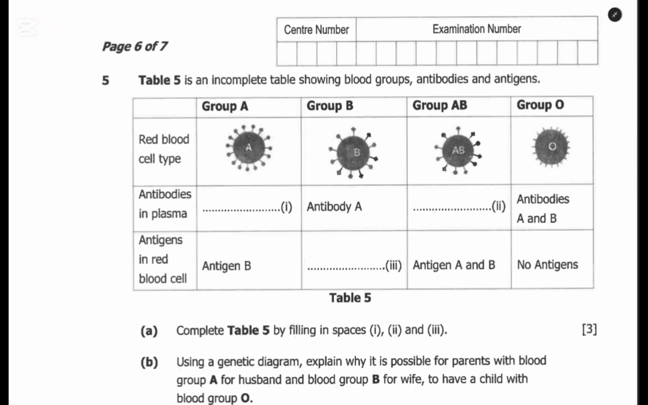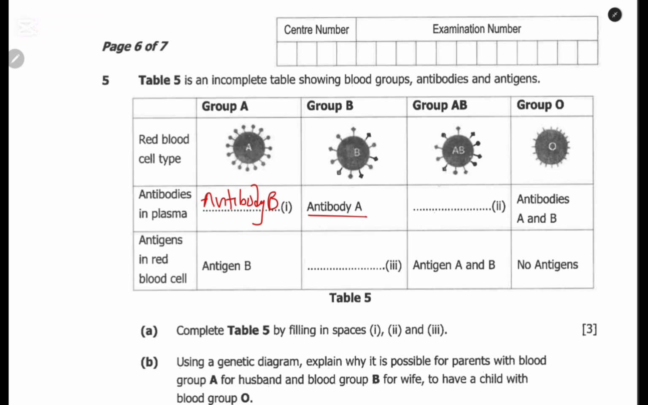Blood group A has antigen A, and of course they produce antibodies against blood group B, so they produce anti-B. In terms of antibodies, this is the line for antibodies all the way to the end, and this is the line for antigens. So this one produces antibody B. Then here produces antibody A.